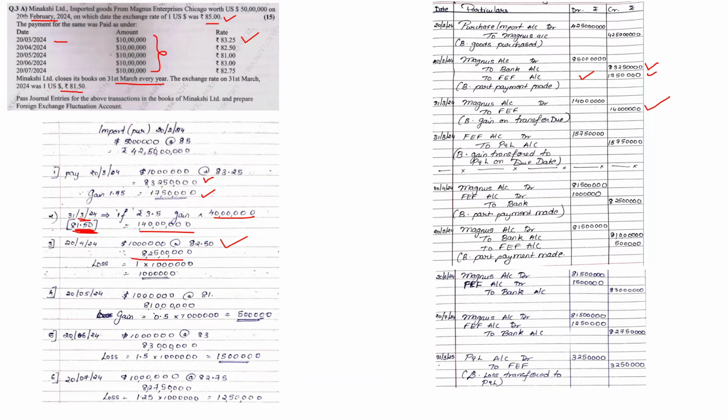Now, last entry, 31st March, year ending. Check. We have one loss, second loss, third loss, and one gain. So we add up all the losses, we less the gain. It's still a loss. In loss, FEF is debited. When you're transferring, it will be credited. So PNL to FEF, the amount comes to 32 lakh 50,000. This is how the journal entry was supposed to be passed for this particular sum. You can go through it once.